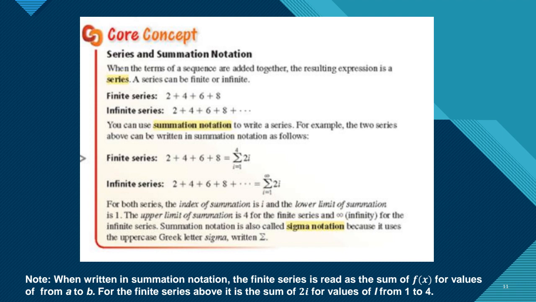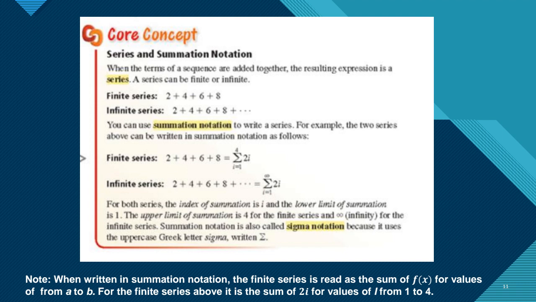So the lower limit is on the bottom, and that's where you're starting. That's the first term in your sequence, so a sub 1. And the number above the sigma is your limit. So for a finite series, it's going to be 4. If it's an infinite series, it's going to be infinity.